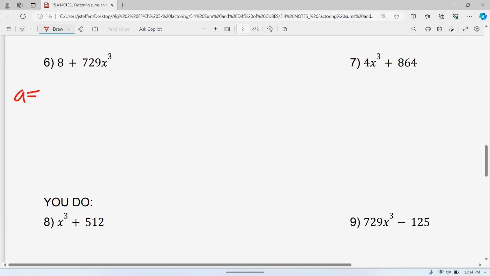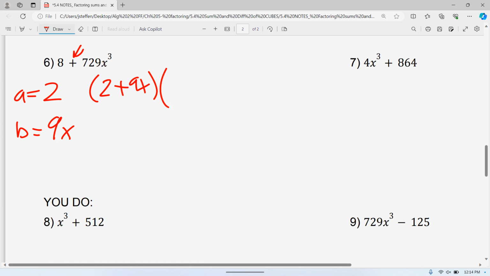What to the third is 8. That's 2. What to the third is 7. That's 9x. 729x to the third. So the only difference is the B term. Again, harder than it is. That's just 2 plus 9x.